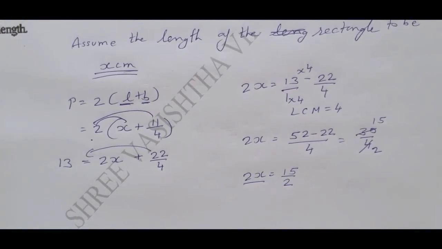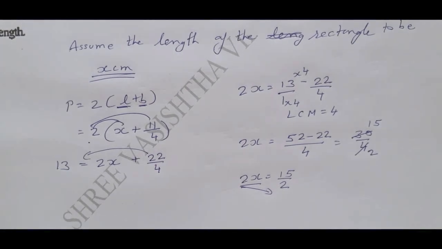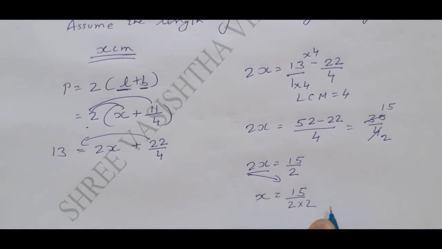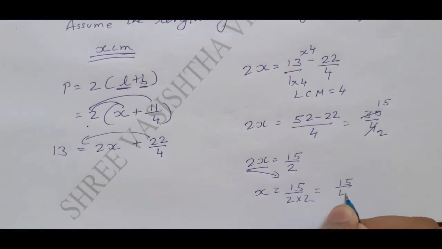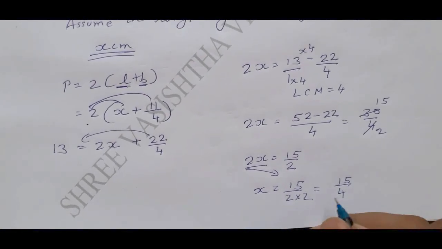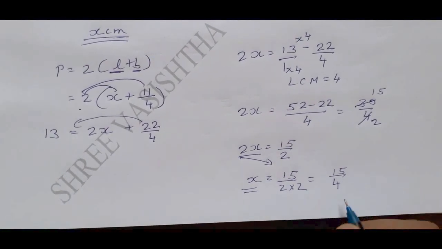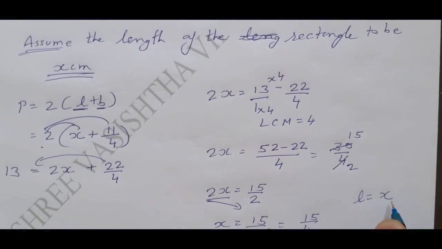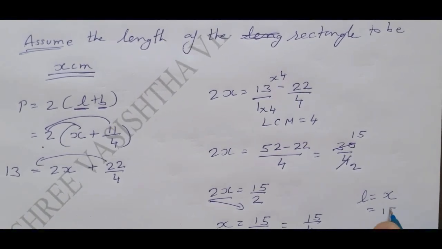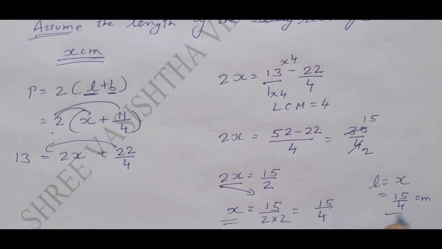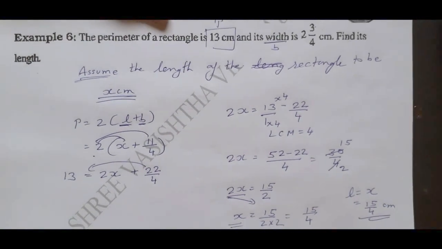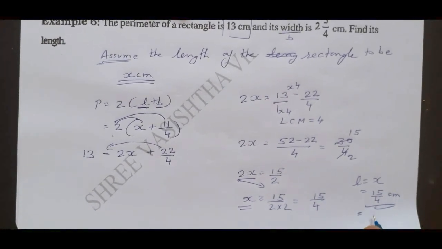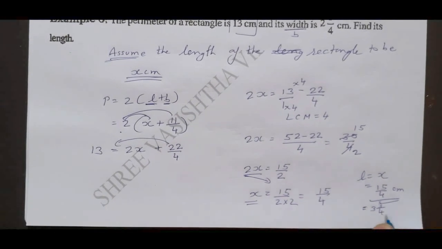Now here 2 and x both have a relation of multiply. So we will send this 2 to the denominator. So x is equal to 15 upon 2 multiply 2, so 15 by 4. So here we got x which is equal to 15 by 4, and we had considered that length is equal to x, and we got the answer for x is 15 by 4 centimeter. Now this is the length. The length of the rectangle is 15 by 4. If you want to write it as a mixed fraction, it will be 3 3 by 4 centimeter.